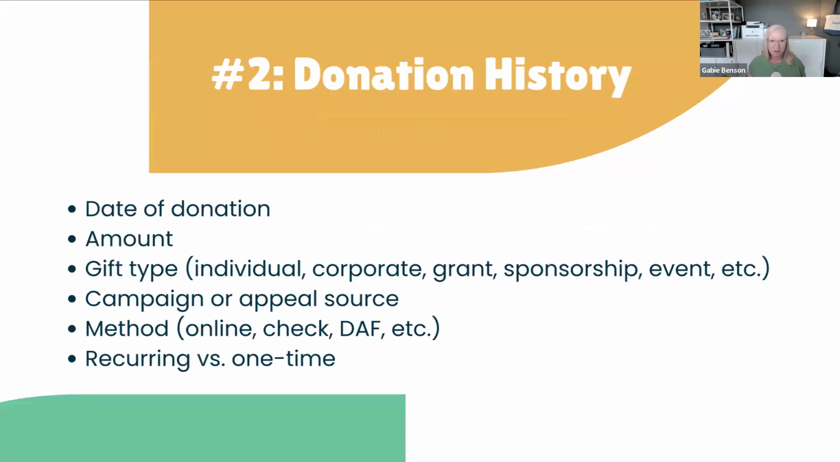The second area is donation history. You want to track each gift, not just the total amount, but other key fields, like the date of the donation, the amount, the gift type, meaning is this from an individual, a sponsorship, a grant, an event ticket? What was the campaign or appeal source? So what's a fundraising request that has inspired this gift? How did they give? Did they give online? Did they send a check? Is this from a donor advised fund? And is it recurring or a one-time donation?